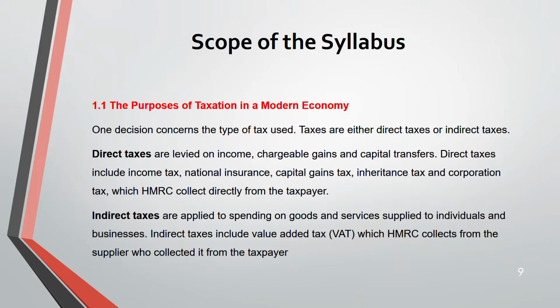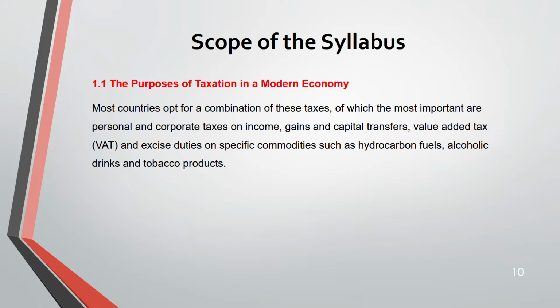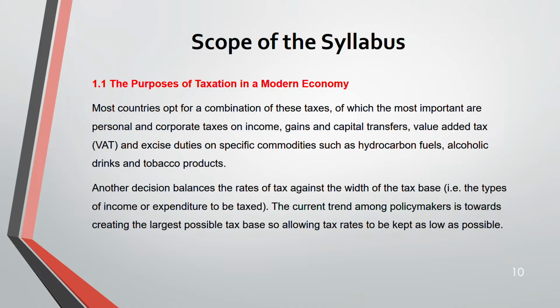Okay, and indirect taxes are applied on the spending on goods and services. It could be goods, it could be services. It could be to individuals, it could be to business. Now, most countries go for a combination of these taxes. They will go for direct tax also, they will go for indirect tax also. Now, one decision is the type of taxes. That's gone. Second decision, what should be the rate of tax against the width of your tax base? So that is the next decision.